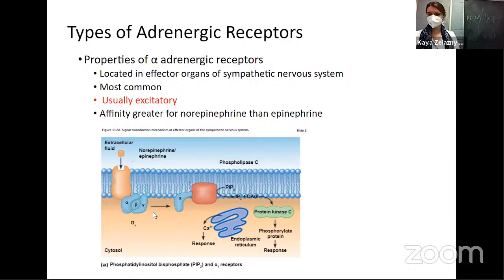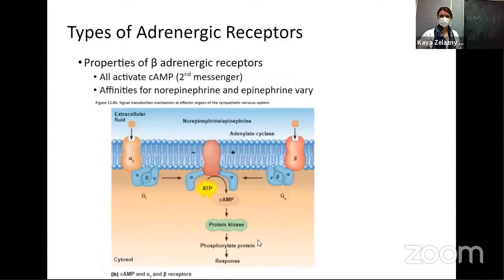Right, so here we see a picture of specifically an alpha-1 receptor. So it has a G protein like all our adrenergic receptors do. And the G protein is triggering this IP3 molecule, which is then creating a response in the cell. Now, we're going to differentiate those alpha receptors from our beta adrenergic receptors. The beta adrenergic receptors all activate cyclic AMP.